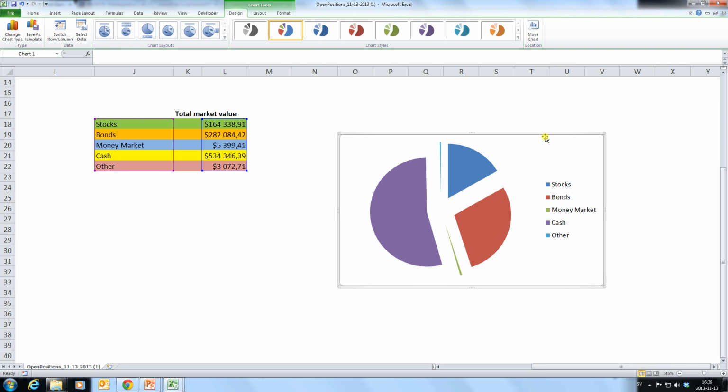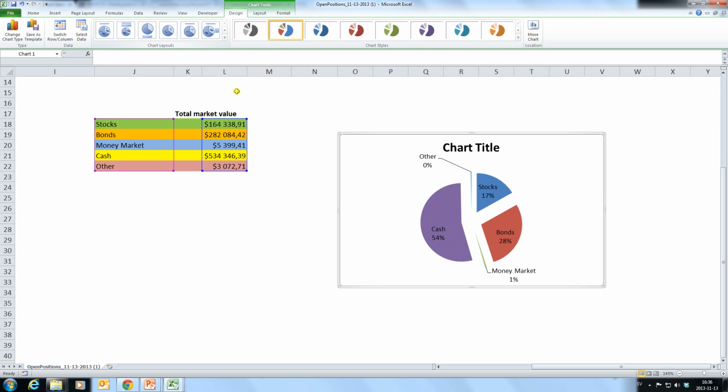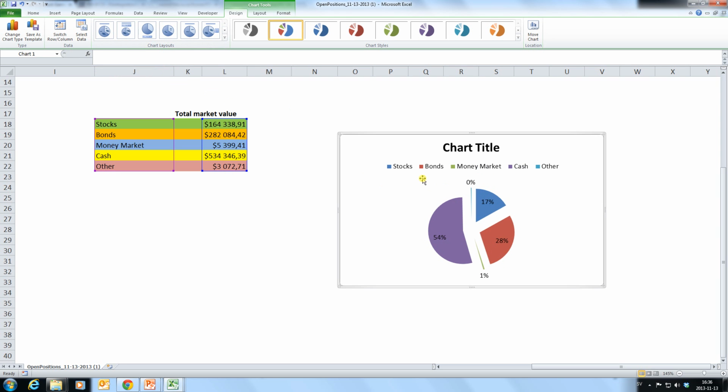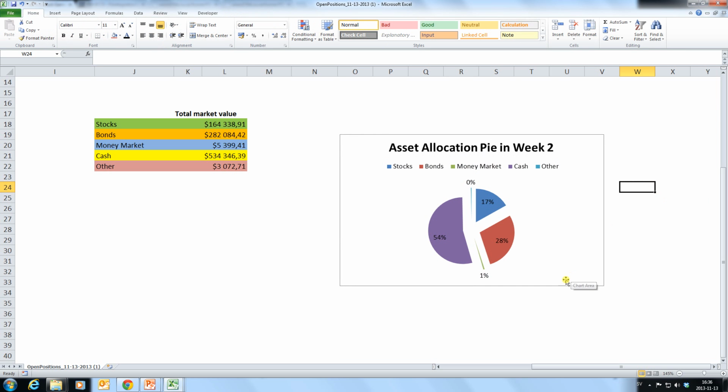Now, to be even more specific, I could choose some options. So up here I can choose maybe one where I see the percentage and the name within, or perhaps I prefer this one where I see it in this way. Still I get the percentage, and I can say that this is the asset allocation pie in week 2, which is what I've created. Alright, so now you can see what an asset allocation pie looks like.